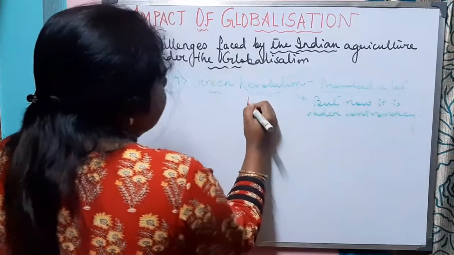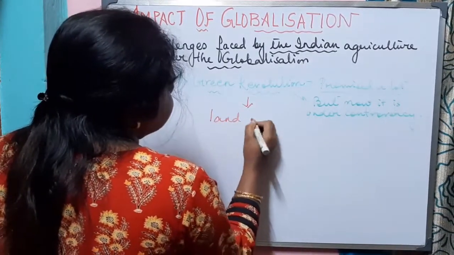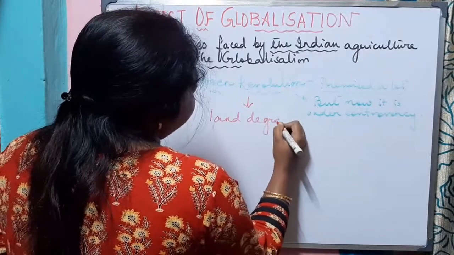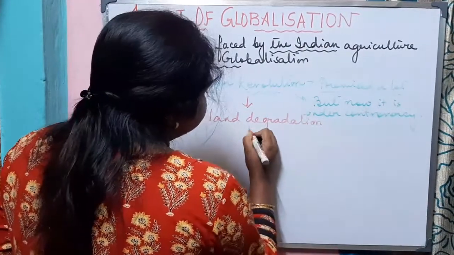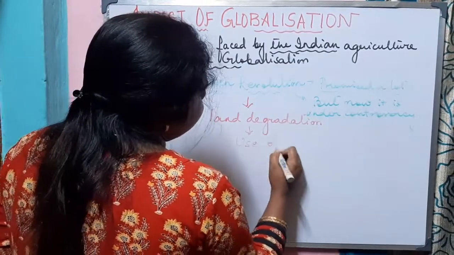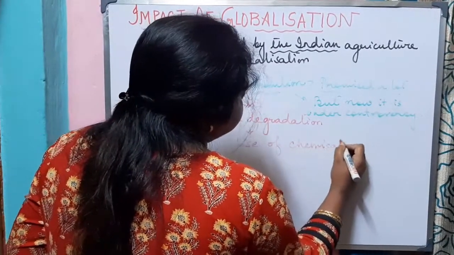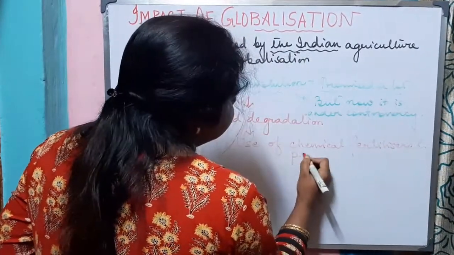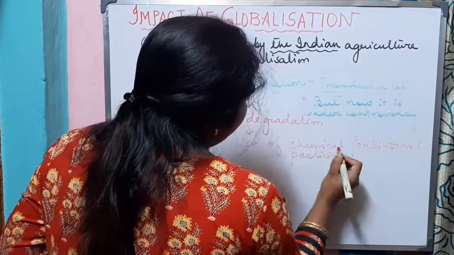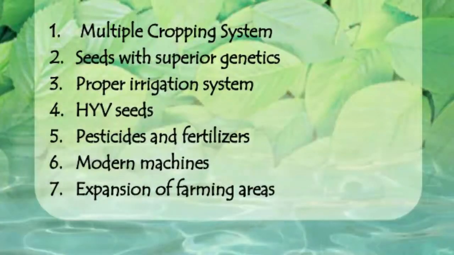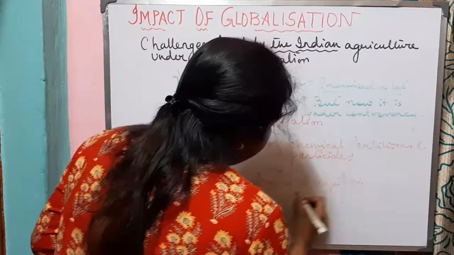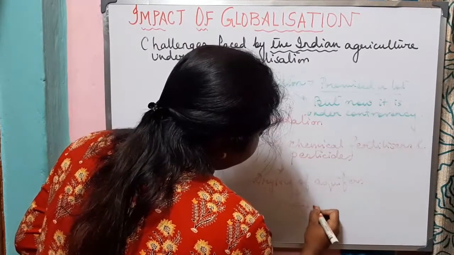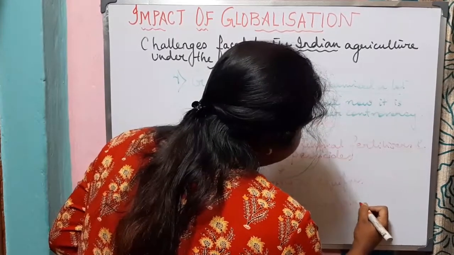Now it has been seen that the Green Revolution has led to land degradation, because in the Green Revolution there was use of chemical fertilizers and pesticides in large amounts, which has led to land degradation. It has also led to drying of aquifers and vanishing biodiversity.